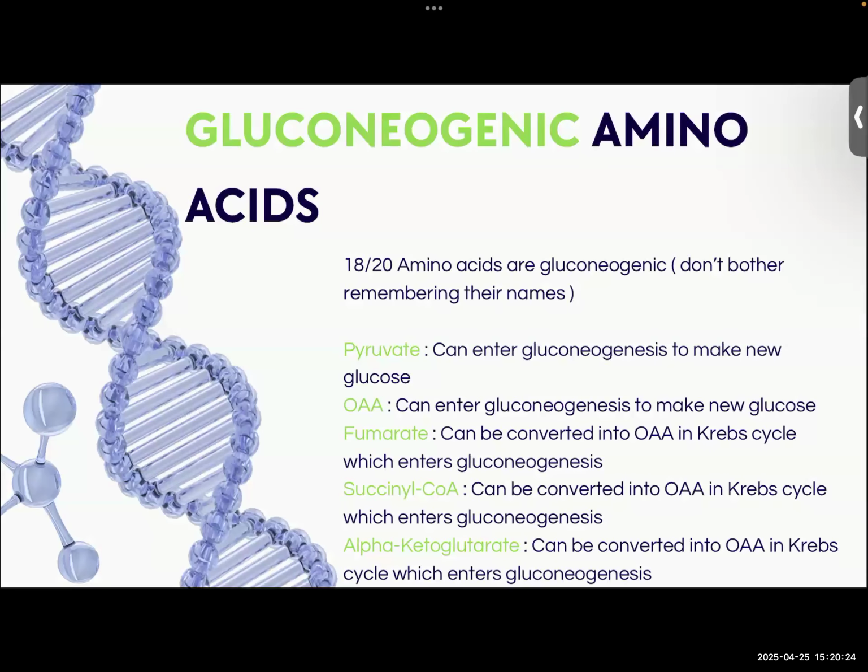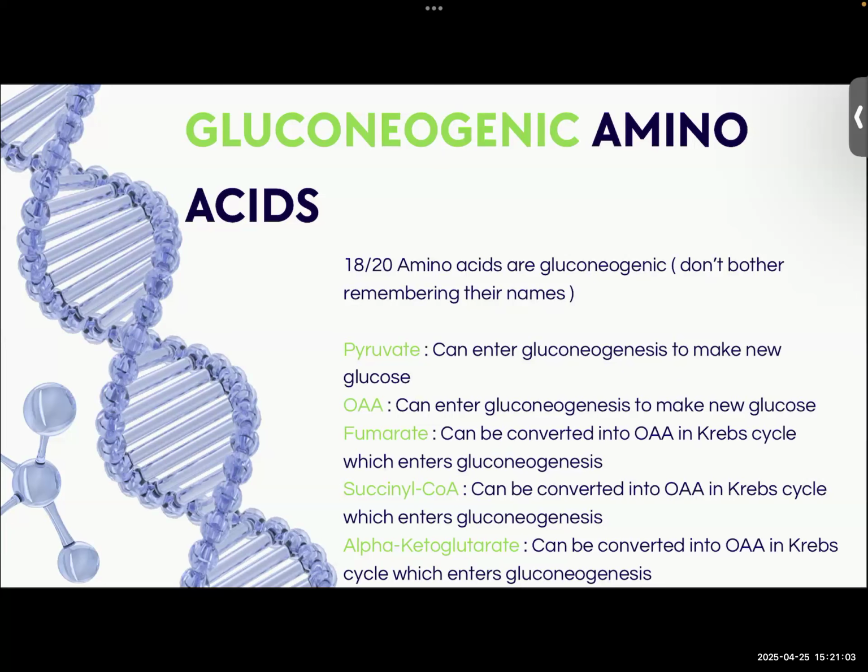Now, which amino acids are gluconeogenic? So as you guys know, or maybe you don't know, there's 20 amino acids that humans must consume in a holistic diet. Out of the 20 amino acids, 18 are gluconeogenic. Now, since 18 of them are gluconeogenic, you don't need to remember their names. Just the 2 that aren't gluconeogenic are ketogenic. So everything except those 2 are gluconeogenic. And the 2 that are ketogenic, we'll do it on the next slide. But for now, just remember that majority of amino acids are gluconeogenic.